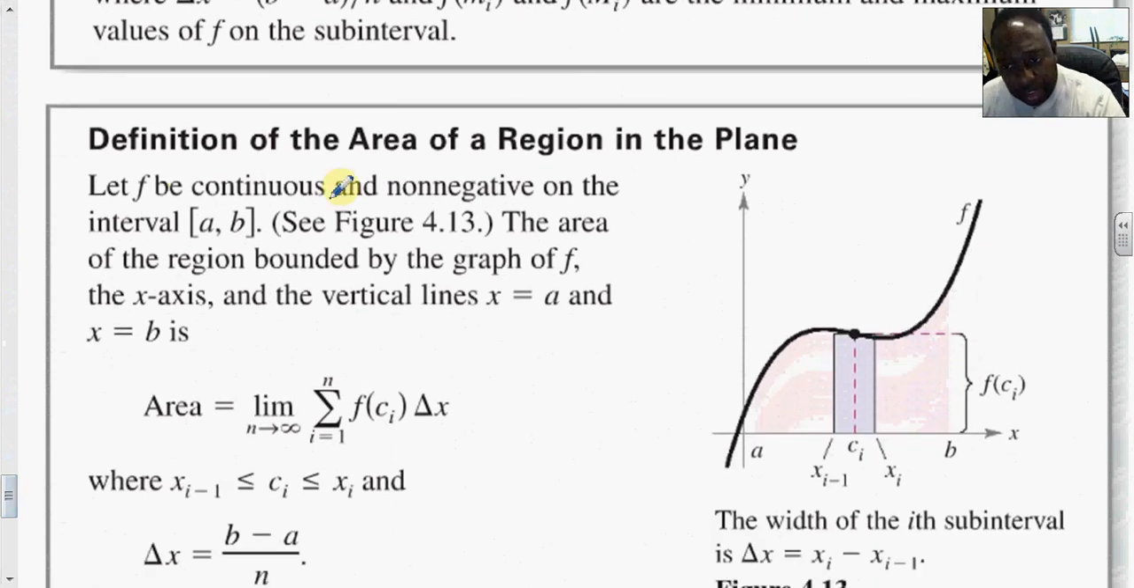Let f be continuous and non-negative. We're talking about the area, so you want that value to be positive. The area of the region bounded by the graph of f, the x-axis here, the vertical lines x equals a, x equals b, is said to be the area. It's the limit as n goes to infinity of the summation of i as i goes from 1 to n of f of c sub i. The c sub i is what we want. Again, it lies within the center, and it gives us a point f of c sub i, a point on the actual curve, times the thickness. So basically, we're computing the height times the width to give us the area.